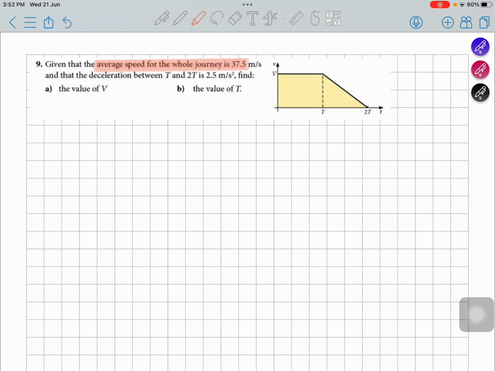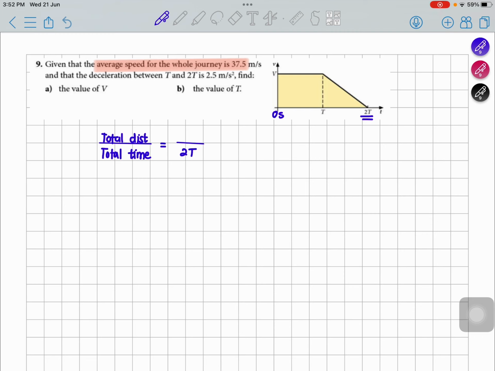Given that the average speed for the whole journey is 37.5, let's use this information. What is average speed? It is total distance divided by total time. Can you see from your speed-time graph what your total time is? It starts at 0 seconds and ends at 2t seconds. So the time is 2t.